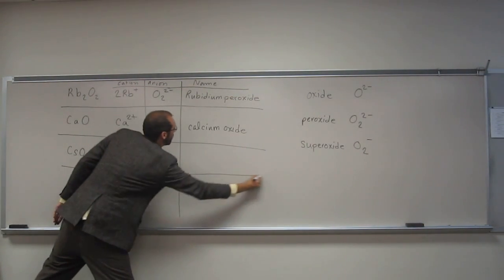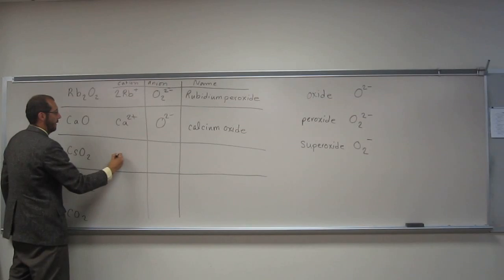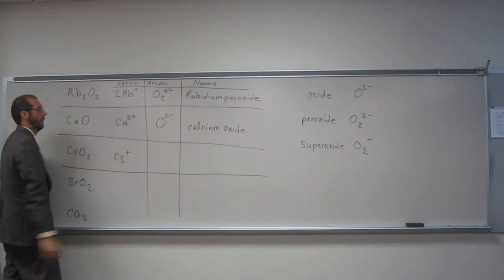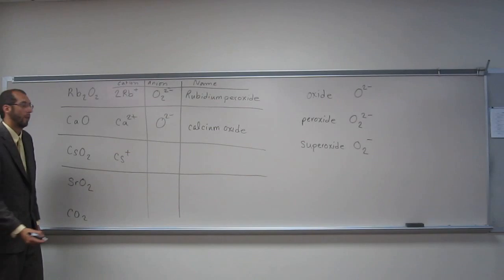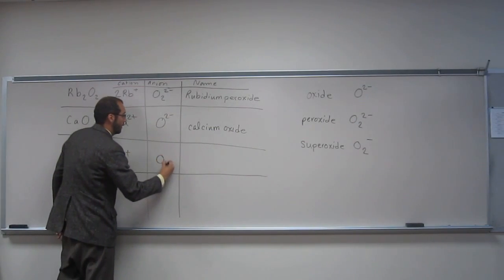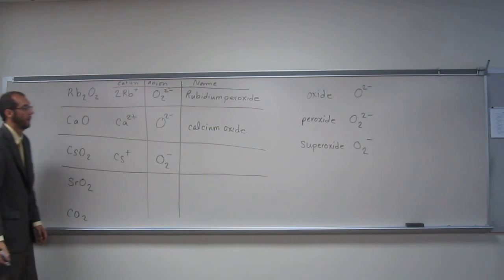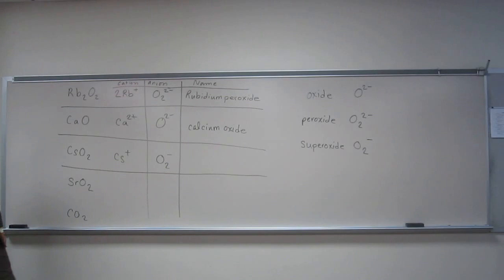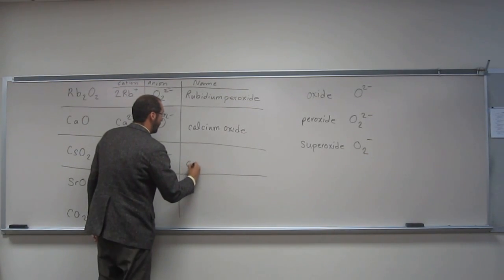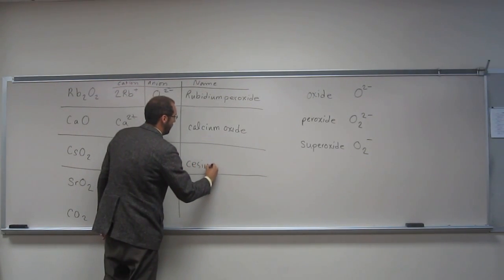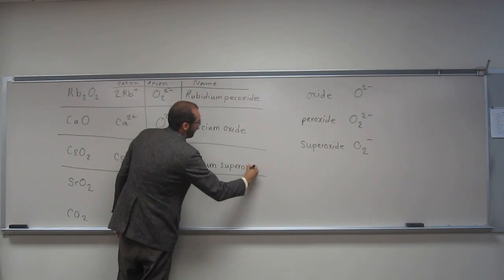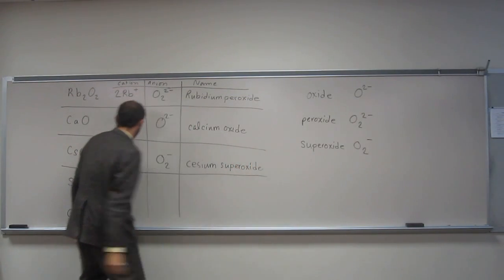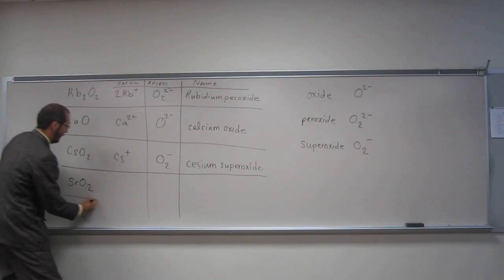Okay, what about this one? So what's the cation? Cs+, very good. And then the anion must be what? O2-. So that means it's a what? Superoxide. So what's the name? Cesium superoxide.